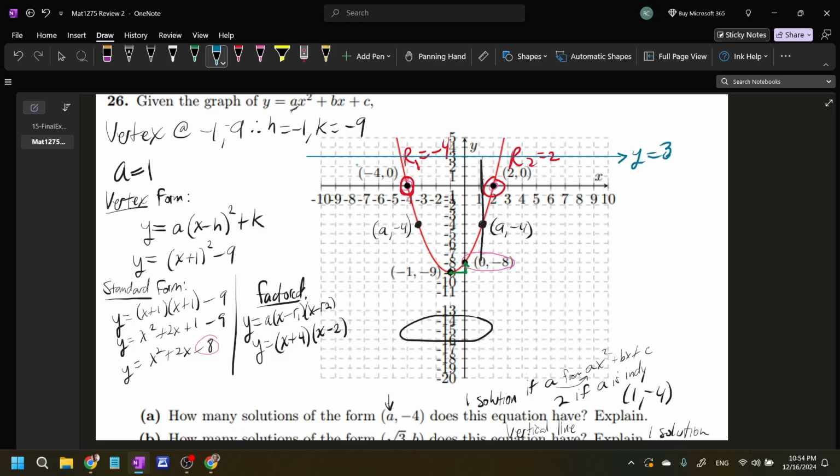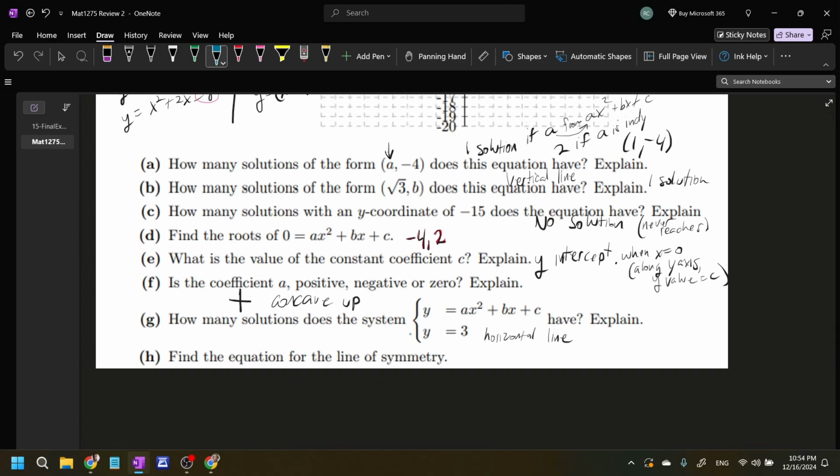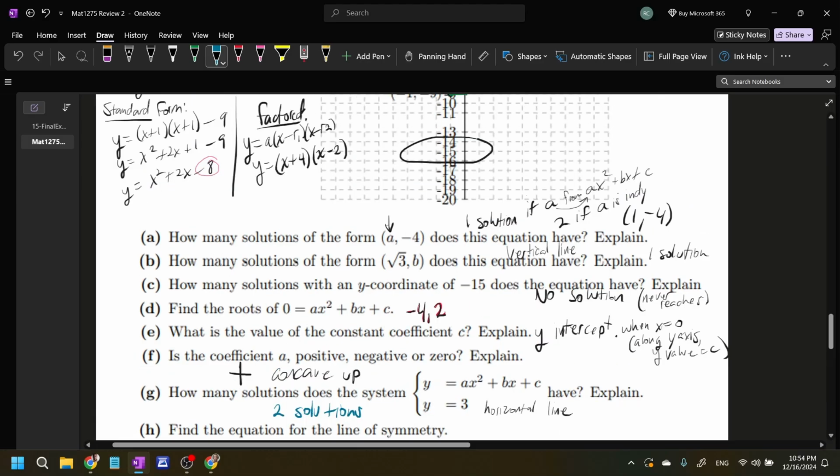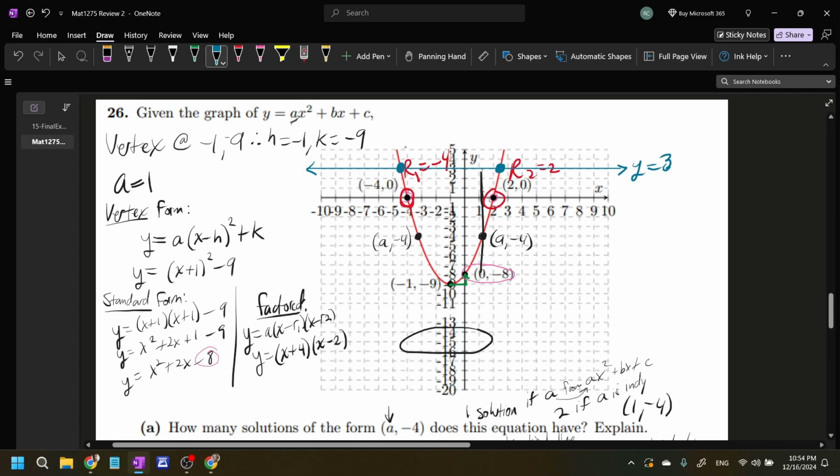And remember, the solution to a system of equations is where the two curves meet. So that's this point here and this point here. Therefore, this has two solutions. This has two solutions because this first curve and this second curve intersect at two places, here and here.